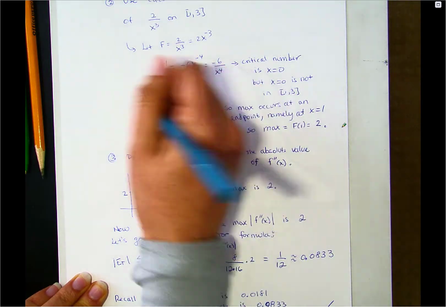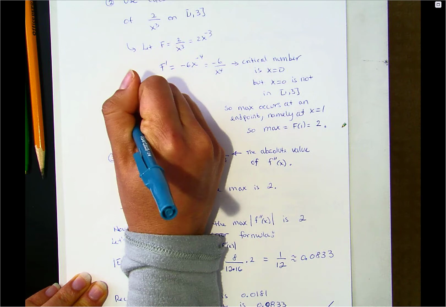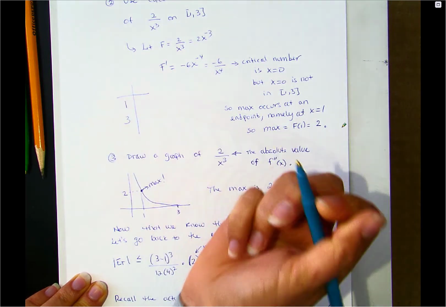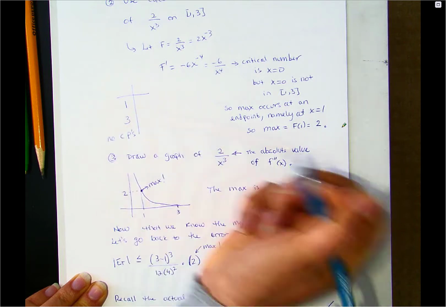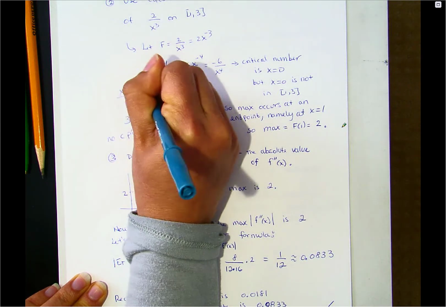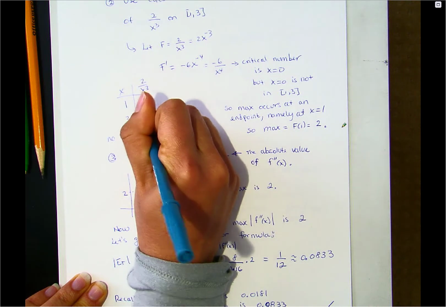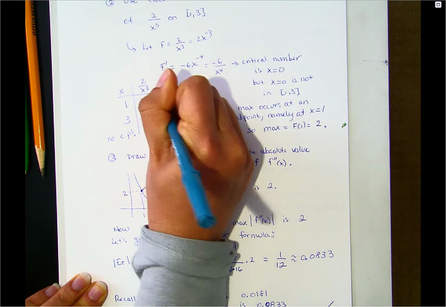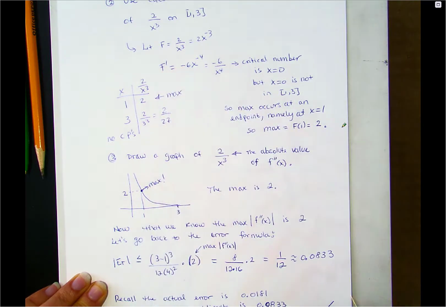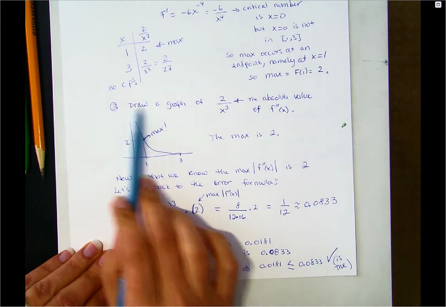Not by looking at it, sorry, by doing the chart. So 1, 3, and we have no critical numbers. No critical points to check, so we just check the function. So this will be 2 over 1, which is 2, and this will be 2 over 3 cubed, which is 2 over 27, so that will be the max. Those are the methods from Calc 1.